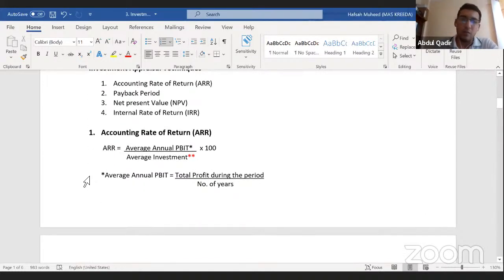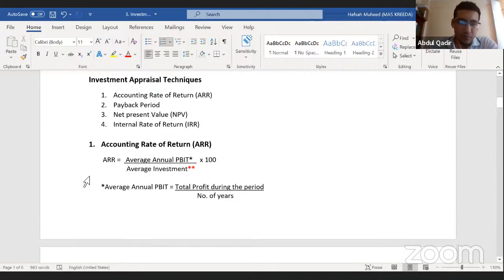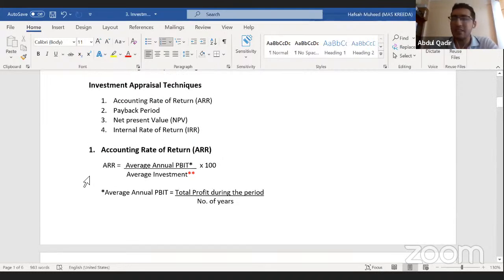So moving on, like I said, what I'm going to do is have a brief overview on the theory. And what we'll do is we'll use this knowledge which we learn now, and we'll apply it to a few questions we'll do from the past papers. Yeah, I hope that's okay. So ARR is the first method and the easiest method when it comes to investment appraisals.